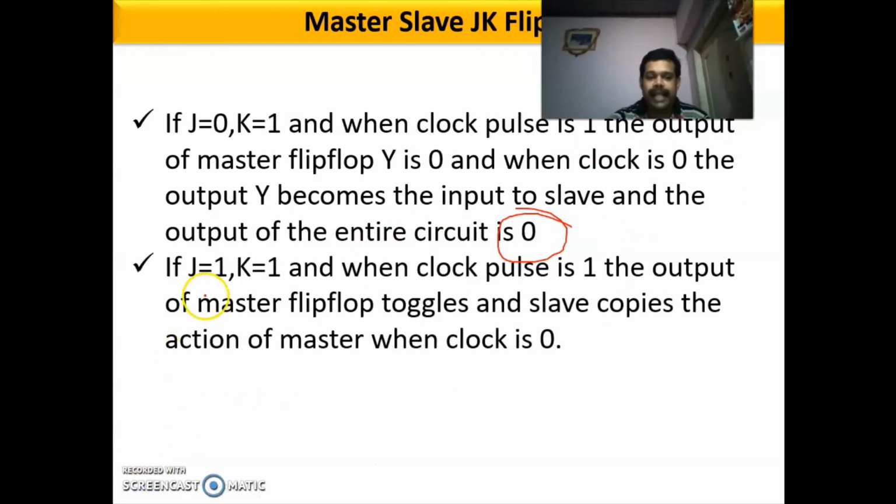When J and K are both 1, and when clock pulse is 1, the output of the master toggles, and the slave copies the action of master when clock is 0. Okay, so when J and K are 1, the output of the master will toggle, and depending upon the output, the slave will work.